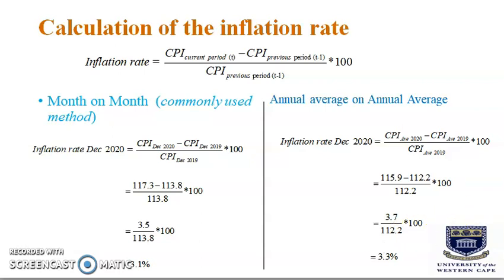The annual average on annual average method offers a better indication of the inflation rate over a longer period as it eliminates short-term fluctuations in prices. Please note that the calculation of the PPI inflation rate is exactly the same as the one we have just done with the CPI inflation rate.